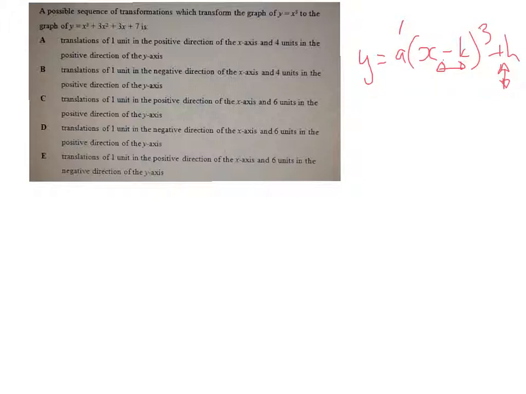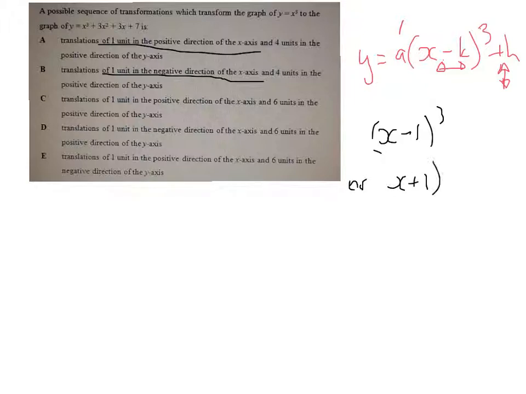And to give us an idea about what's going to be inside our bracket, if we look through all of the different options that are there, they're all talking about 1 unit in the positive or negative direction of the x-axis. So it's going to be something related to either x minus 1 cubed or x plus 1 cubed. Then it's going to be plus or minus something.